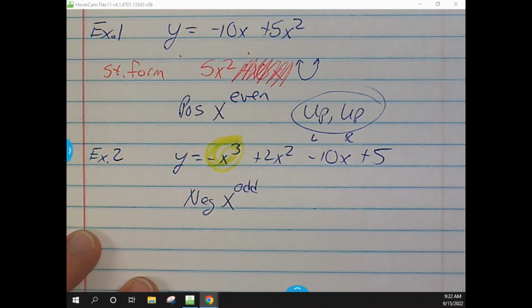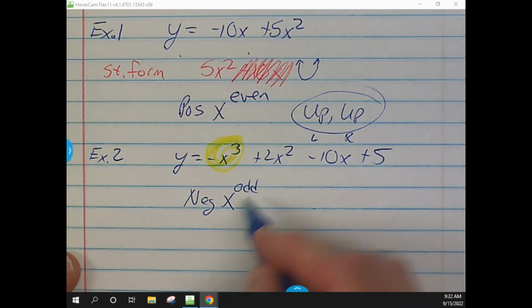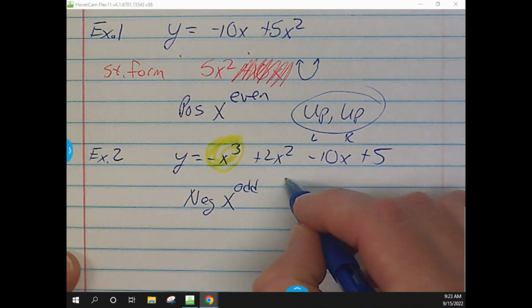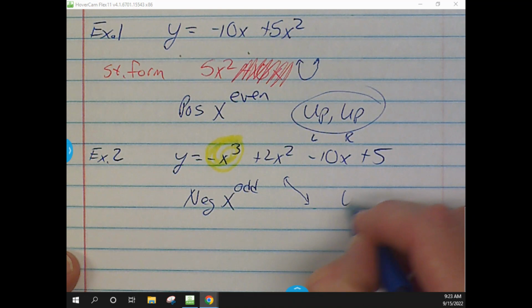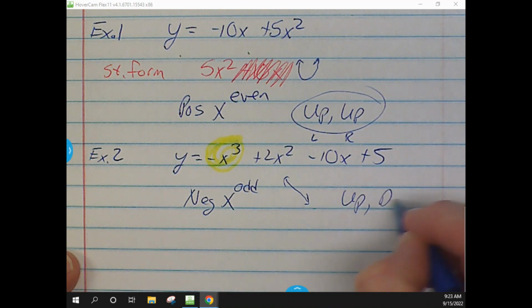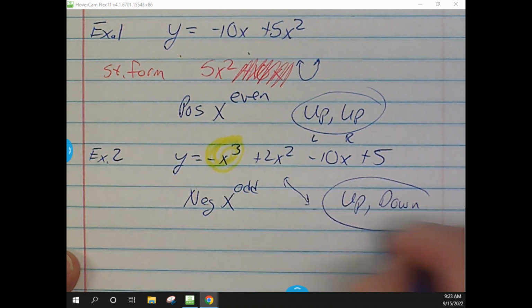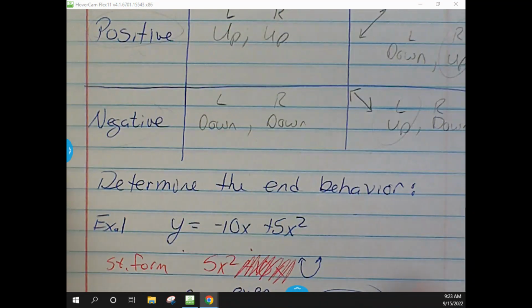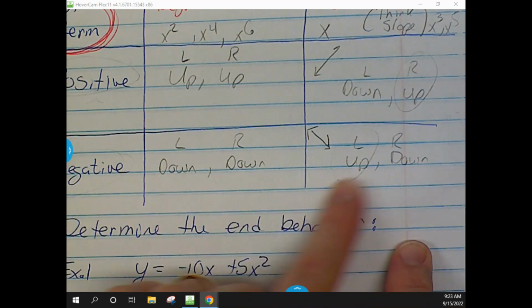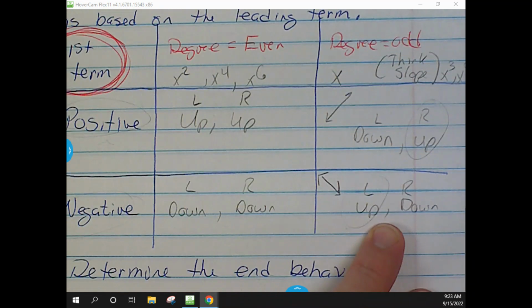So it's odd. So if it's odd, you got to think about slope. It's a negative slope line, which means it should look something like a negative slope line. So the left side is up, and the right side is down. And that's all you got to do. You say up, down, or down, up, or down, down, or something like that. If you know it's negative and odd, you just go back to the chart. It's negative, odd's here, so that's where our answer is going to be right there.